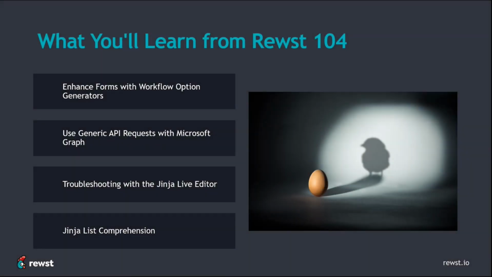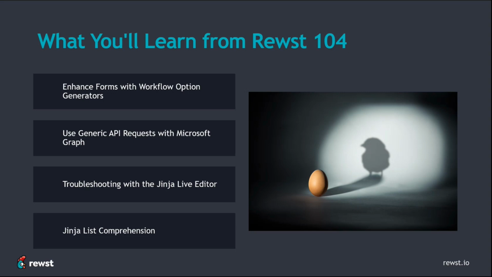All right, let's go ahead and start. Again, this is our Roost 104 session. What we will do today is take the workflow that we built in 102 and make it a little bit better. We're going to introduce workflow option generators to a form. We're going to do some stuff with generic API requests to Microsoft, do a little bit more with the Jinja live editor, and talk about list comprehension a little bit.